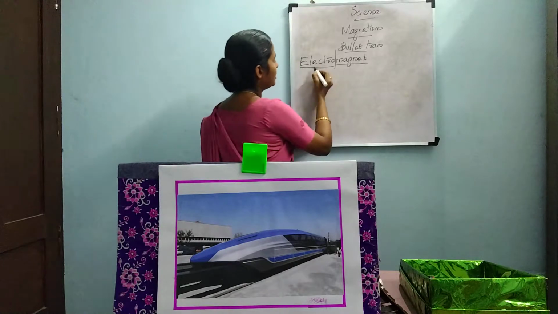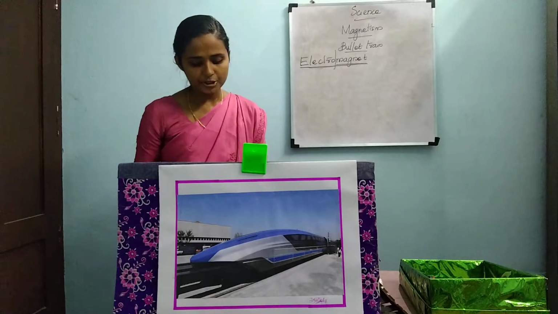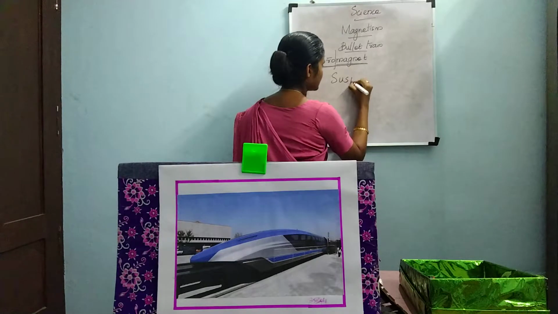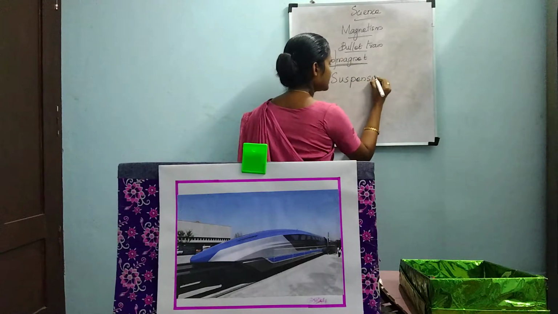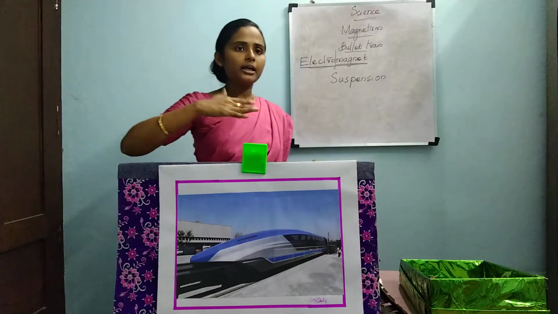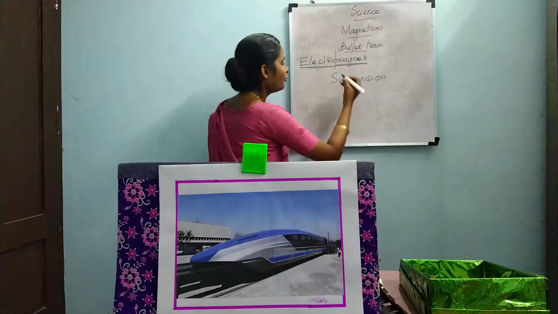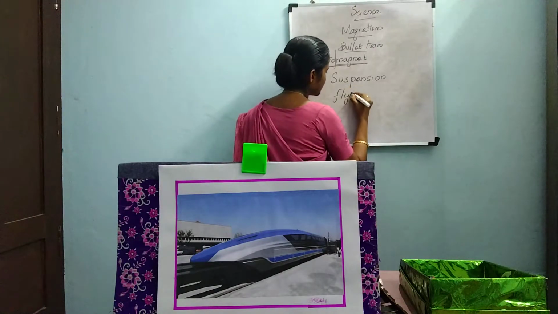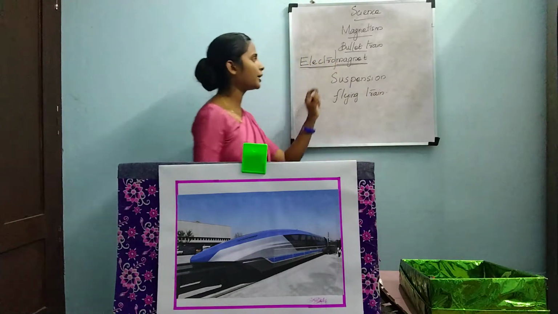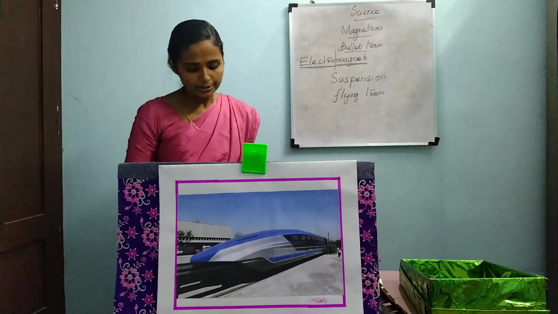Okay. The other name of electromagnetic train is suspension train or flying train. Suspension means what? Example, in Tamil we can say medakkurathu. Okay, suspension or flying train. The other name of electromagnetic train is suspension train or flying train.